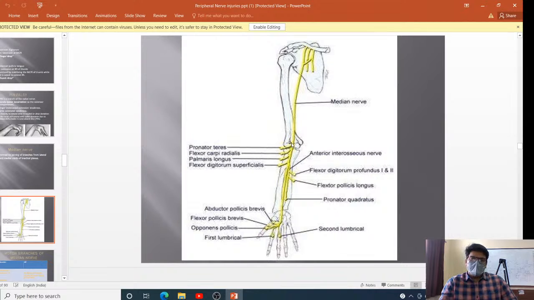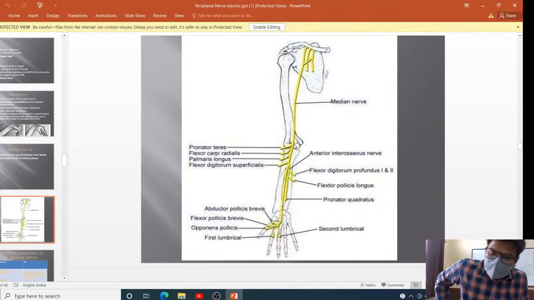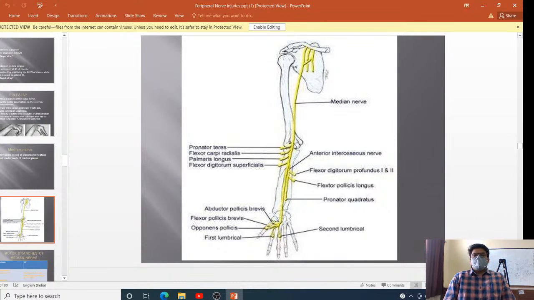And then in front of the elbow, it passes between the two heads of pronator teres, supplies the pronator teres, flexor carpi radialis, palmaris longus, flexor digitorum superficialis, and the lateral half of flexor digitorum profundus.